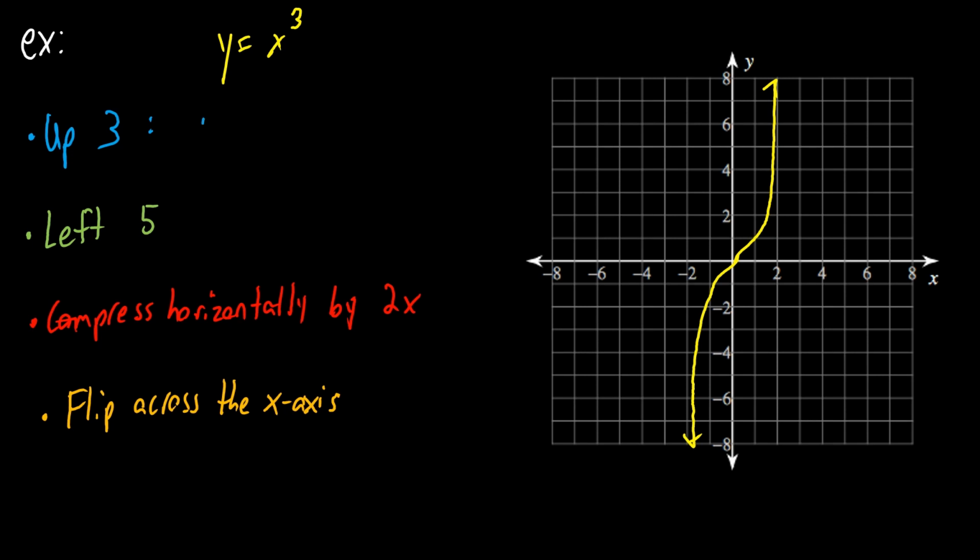Okay, so up 3. Well, we know how to do that. Just add 3 to the function. All right, left 5. That's going to have to be inside the parentheses. It has to be x plus 5.